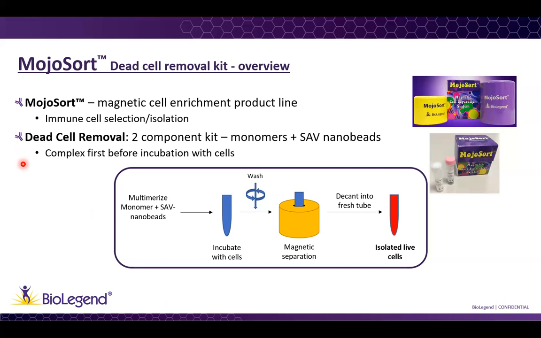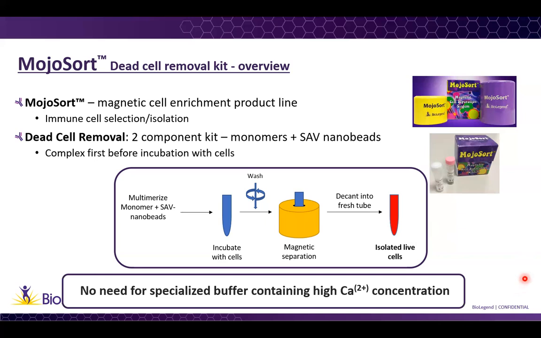MojoSort dead cell removal kit utilizes a complex formed between apomonomer and streptavidin nanobead. This complex will bind to phosphatidylserine residues exposed on the surface of apoptotic and dead cells with high affinity. You incubate your cells with this mix, and after a quick wash, you proceed to pull out the dead cells using the MojoSort magnet. And then the untouched live cells can be collected by decanting the liquid into a fresh tube. Something important to mention is that this kit does not need any specialized buffer containing high calcium concentrations.